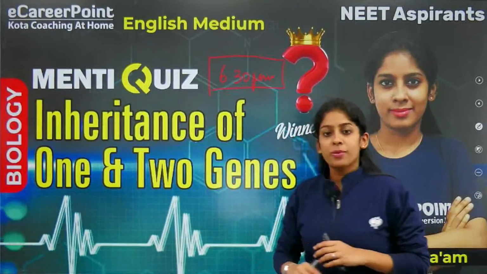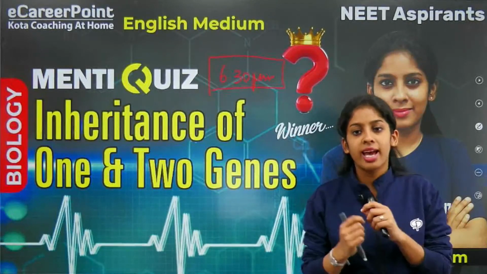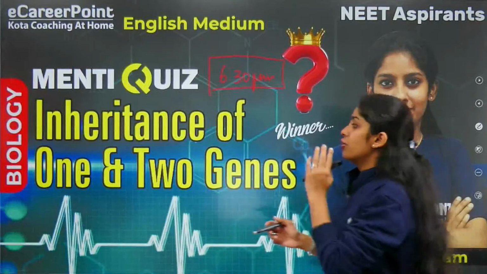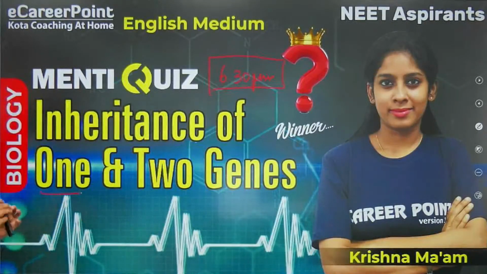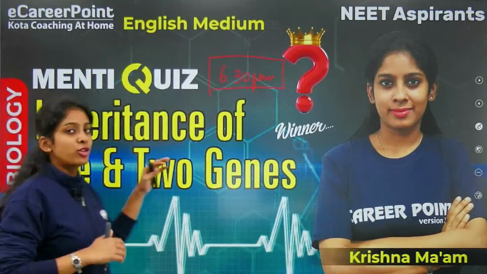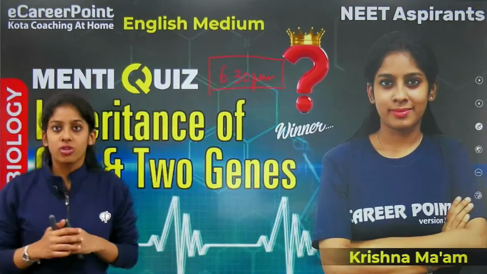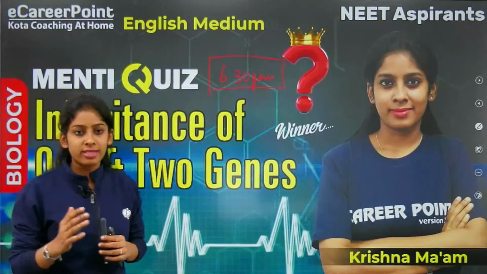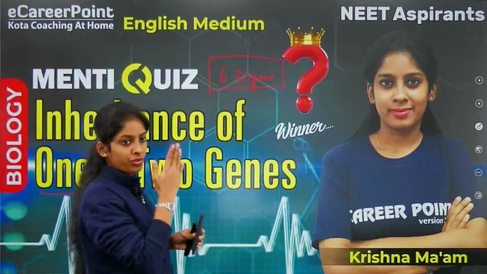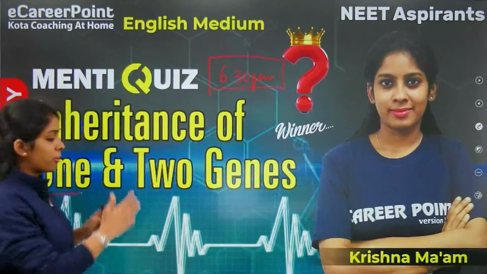Yes, so you have a Menti quiz today at 6:30 p.m. and what is the topic? Inheritance of one gene and inheritance of two genes. So what is this basically? One gene is based on your monohybrid cross, and two genes is based on your dihybrid cross. Please prepare that concept, how and what conclusions Mendel gave, because in yesterday's lecture we were talking about Mendelian genetics and we discussed monohybrid and dihybrid crosses.